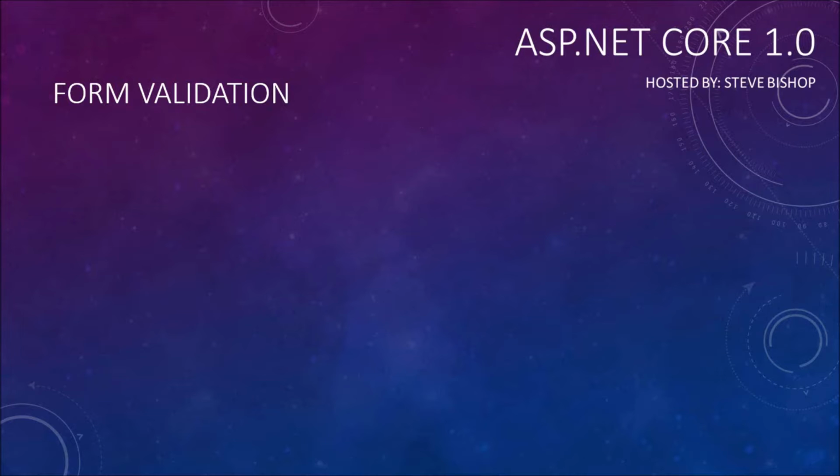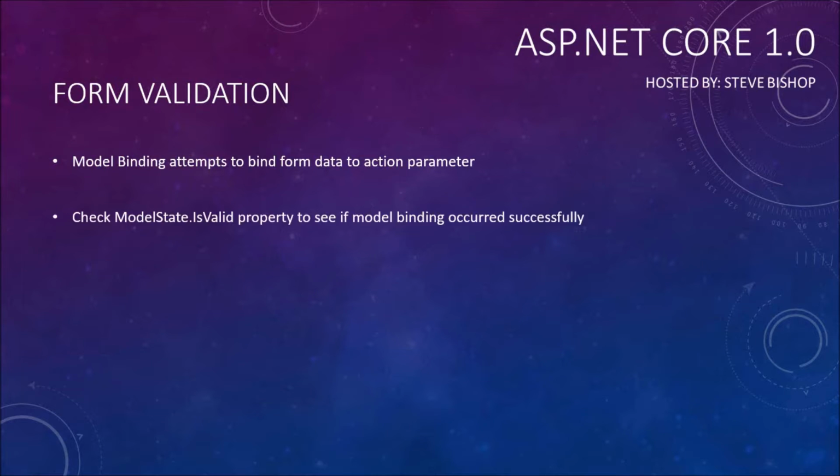So in a previous video we were talking about model binding, where MVC is able to take the information that a user enters into a form and tries to bind that data to a parameter of one of your actions. That's the beginning phase of form validation, where model binding attempts to bind the data to that action parameter. The other thing that we did in that model binding video is that we checked to see if the model state IsValid property was true or false. If it was true, then we went ahead with whatever we wanted to do with that information. But if it was false, then we simply returned the user back to the form.